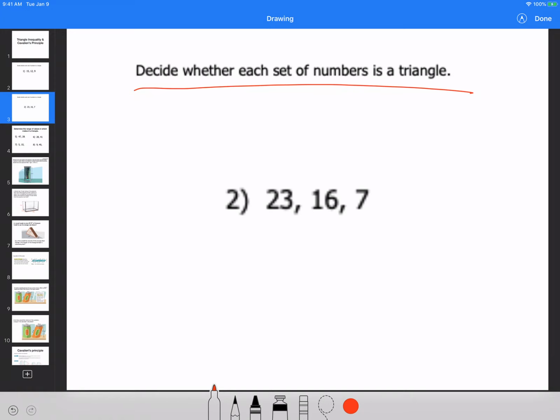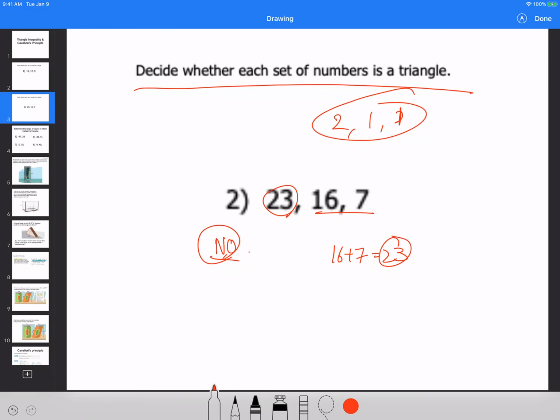Now, I'm going to go over the answers. The answer to this question would simply be a no. Why? Well, it's because if you pick the largest side and add the other two, 16 plus 7 becomes 23. Now, 23 is not bigger than 23. Therefore, it can't happen. So this is simply a no. It's like the example I just showed you, 2, 1, and 1, and so that's not going to be a triangle.